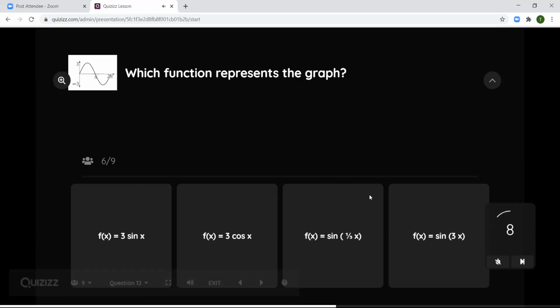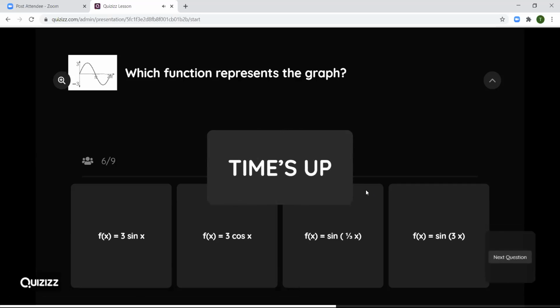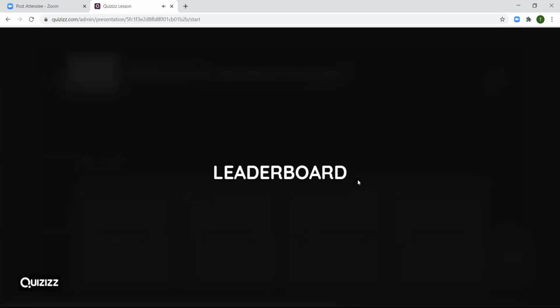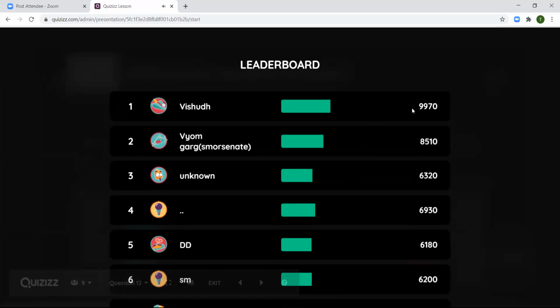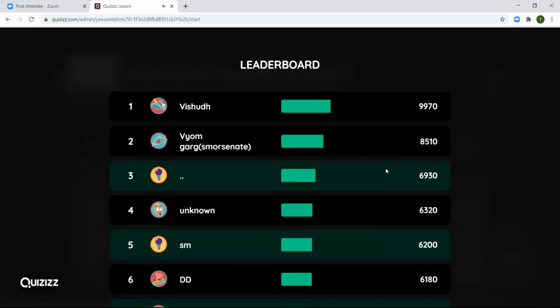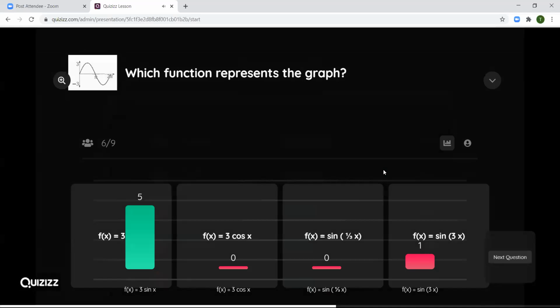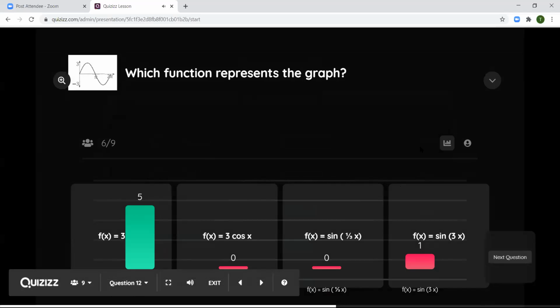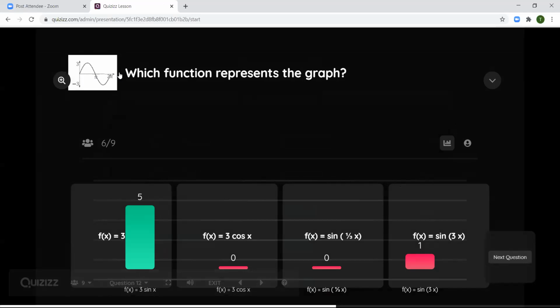Nine seconds. Time's up. I can see many of you have given the right answer. Oh, good, 5 right answers. So the graph has an amplitude of 3 and it starts from 0. So it must be a sine curve, because it ends at 2 pi.